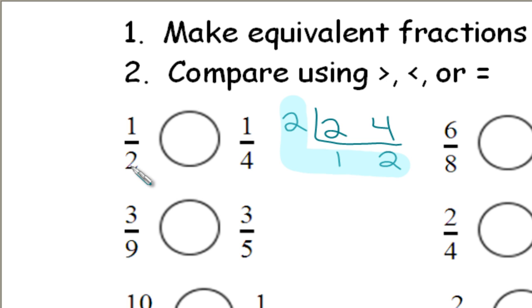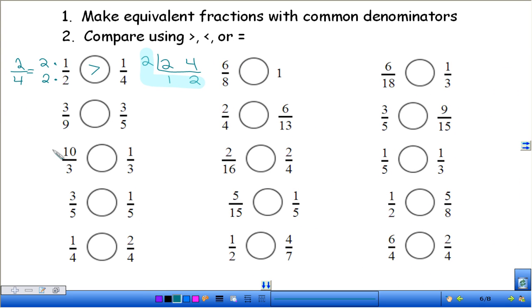So how do I change this 2 to become 4? Taylor? Yeah, we have to multiply both your numerator and denominator by 2. So this becomes 2 over 4. So now which one's bigger, 2 over 4 or 1 over 4? 2 over 4. So which symbol am I going to put in here? Greater than. Okay? Write this next one down with me.